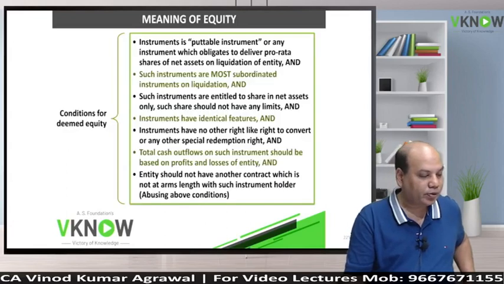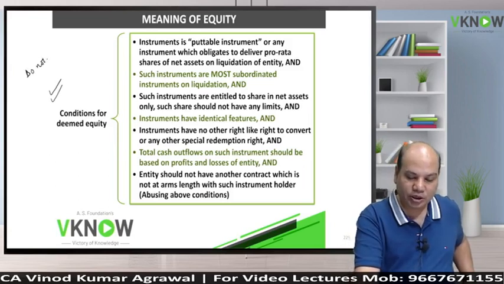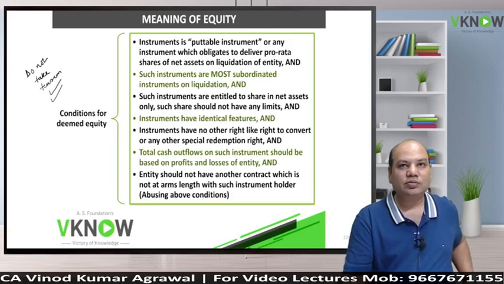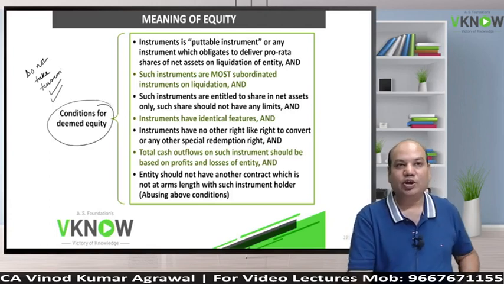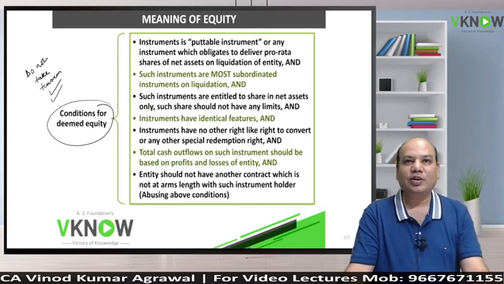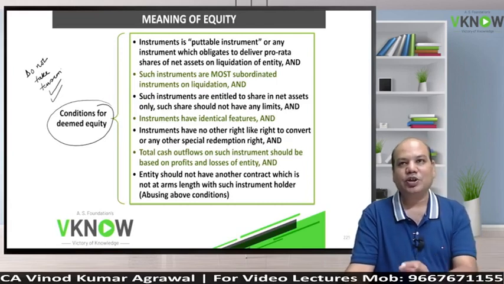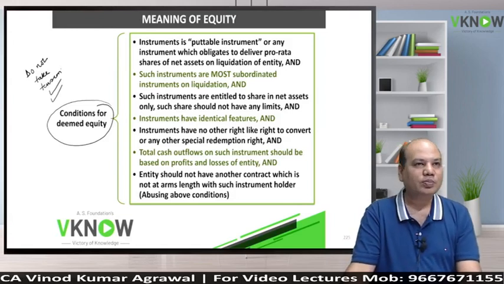Paragraph number 4. Tick mark, but not very important. Very theoretical paragraph. I'll quickly read it. Don't take much tension about it, because so far they have not touched upon this area. If an instrument has to be a deemed equity instrument, it has to satisfy 7 conditions. They are in paragraphs 16A to 16D, which I have simplified for you. The original text is a little more complicated.